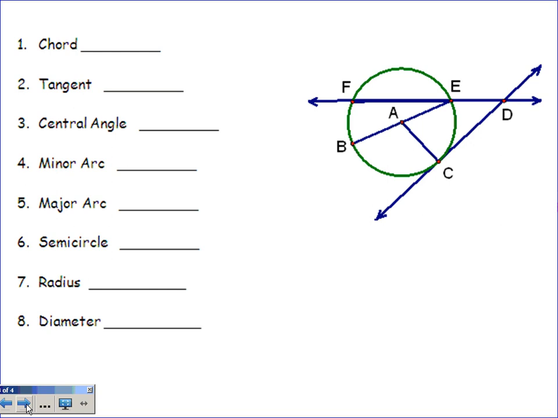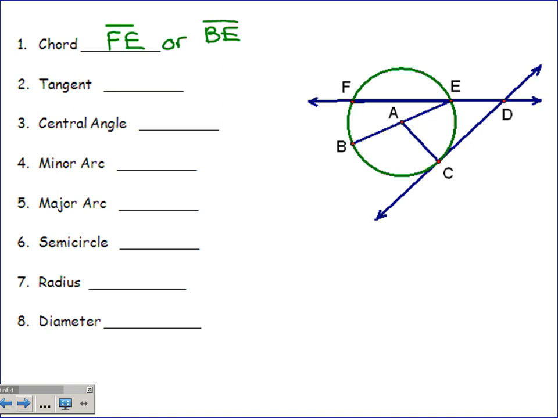A chord. Someone raise your hand and tell me a chord. There's more than one. What do you have? FE. And I draw this over it. Does someone want another example of a chord? Just a line segment. It stops here at F, stops here at E. BE would also be another one. I'm just going to write it over here. BE, like so. Those are the only two.